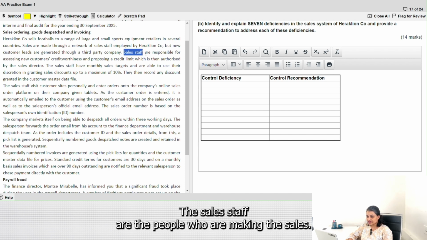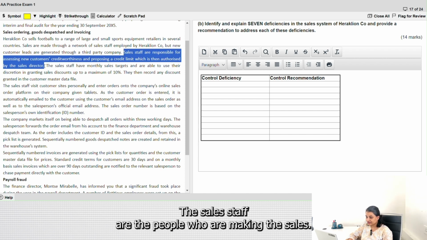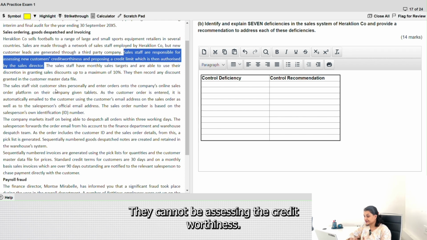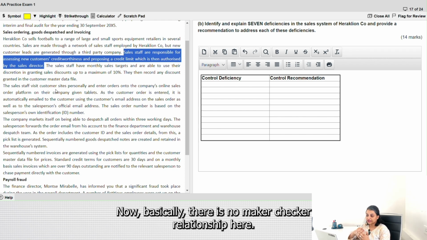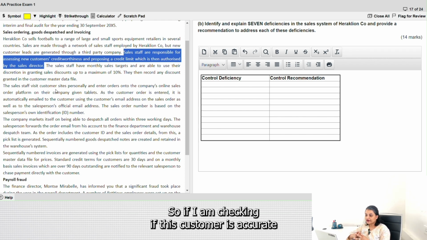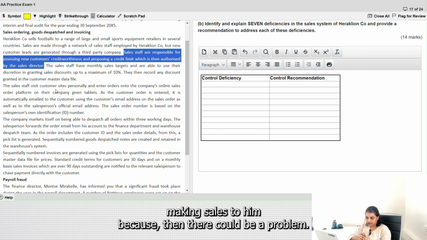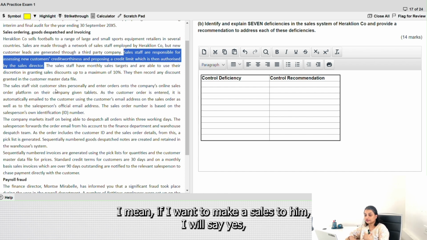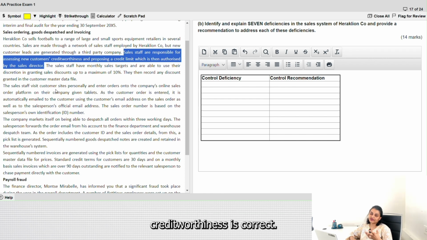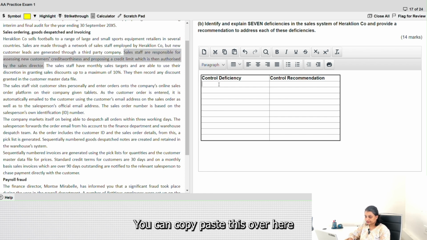Okay. The sales staff are the people who are making the sales. They cannot be assessing the credit worthiness. Basically there is no maker-checker relationship here. If I am checking whether this customer is accurate and whether I can make sales to him, then I should not be the one making sales to him, because then there could be a problem. If I want to make a sale to him, I will say yes, his credit worthiness is correct. So this is a control deficiency. You can copy paste this over here.